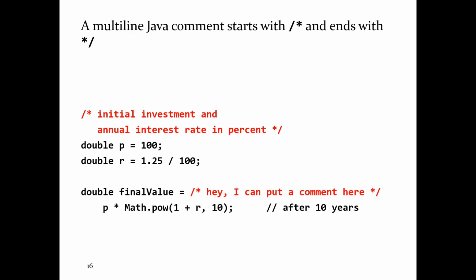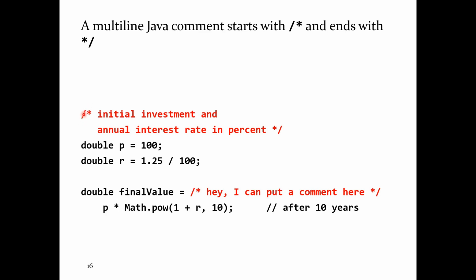Java has a second style of comment. The comment starts with /*, and then the comment ends at the very next */. So the comment can span multiple lines. This is sometimes useful if you have a very long comment. Sometimes it's useful for commenting out large blocks of code.